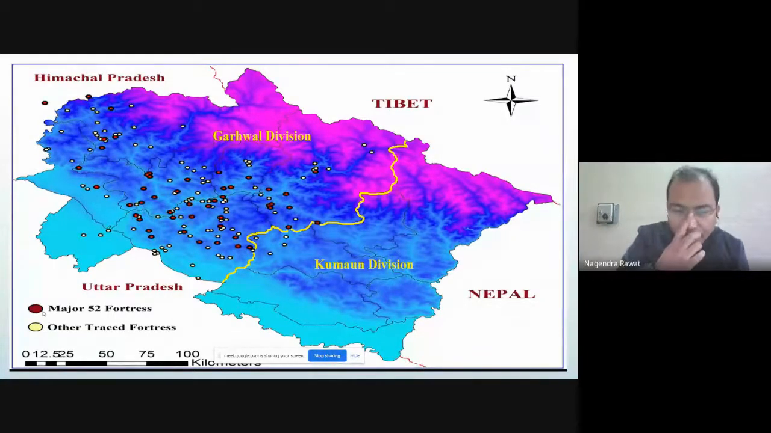I think the people who are familiar with Uttarakhand can identify the Garhwal region and the Kumaon region, and these are the sites which you are seeing on your screen. The red dots are major forts of the Garhwal Himalaya region, and the white dots are small fortresses of this region. The entire data was collected by me in the last 5 to 6 years by using GPS and Google Earth as well, because Google Earth also gives you the coordinates of any place in the world.